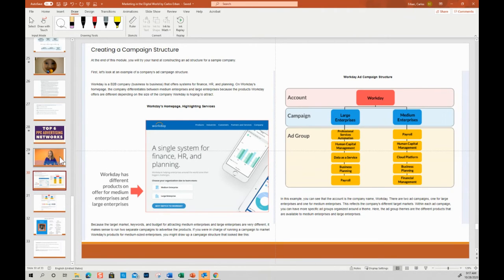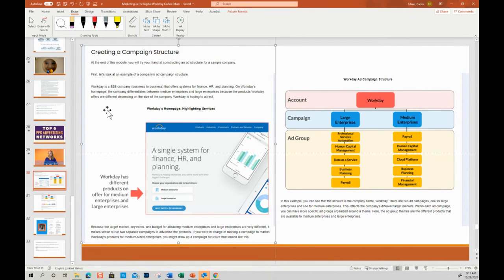Okay, now we're going to shift to what your assignment is. I'm going to go over a few things without going over the assignment in detail, but you will see that the assignment you have to do is relatively simple. It's basically about creating a campaign structure, and there are different ways to create a campaign structure. So in this, I use this example.